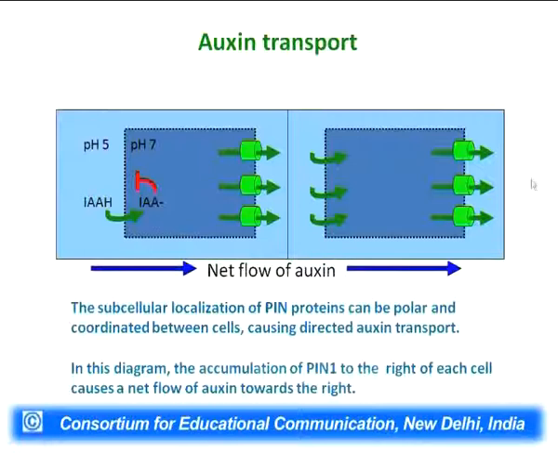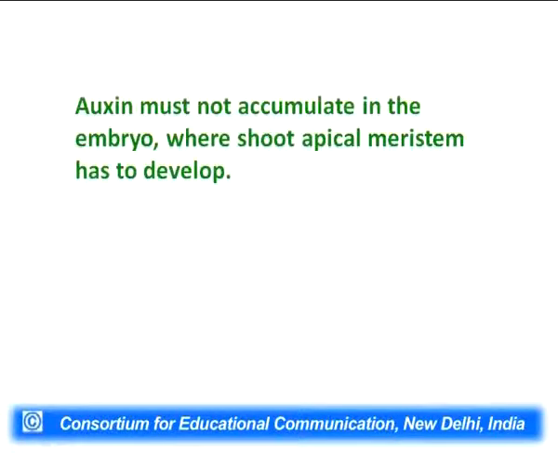And so if you have two cells next to each other, auxin makes a continuous chain of progress from one cell to other, which is called polar transport, which is very slow but very effective in development. So what we have told you is that auxin must not accumulate in the embryo where the shoot apical meristem has to develop, because auxin actually inhibits the formation of the shoot apical meristem.